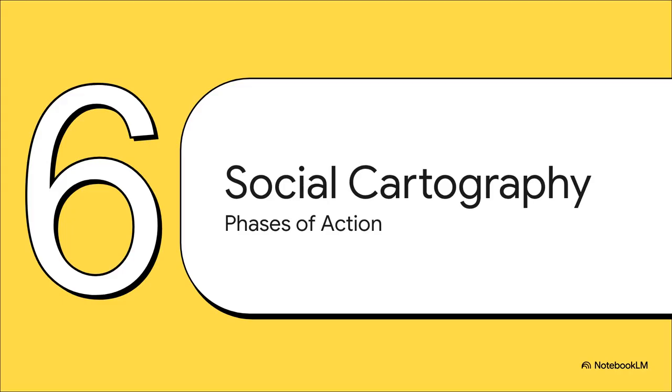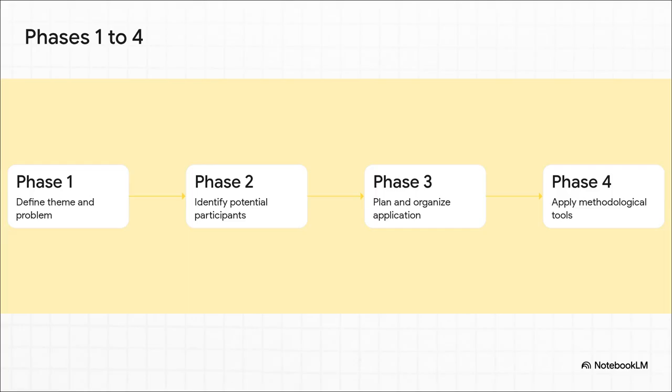Finally, Section 6, Phases of Social Cartography. Within participatory action research, the absolute best hands-on tool for grassroots transformation is social cartography. A social cartography project happens in 8 phases. I'll guide you briskly through the first 4 here. First, you define the theme or problem. Second, and this is absolutely crucial, you identify the participants and integrate the researcher into the community.